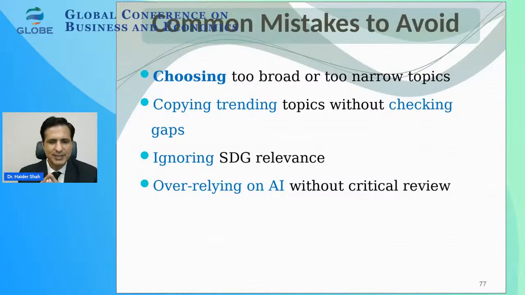And then, ignoring the SDGs relevance: whether your topic is relevant to the SDGs or not, are you aware of it, and have you navigated in an appropriate manner through the SDGs compass to align your topic? And then, over-relying on AI without critical review. The AI is just to support you, it is just a tool. It is you as a human who is going to review it critically and process it properly, through which we just discussed the intellectual skills. When you go through the intellectual skills of an effective researcher, you will critically review the topic, and with the AI, you will improve that. That's one.